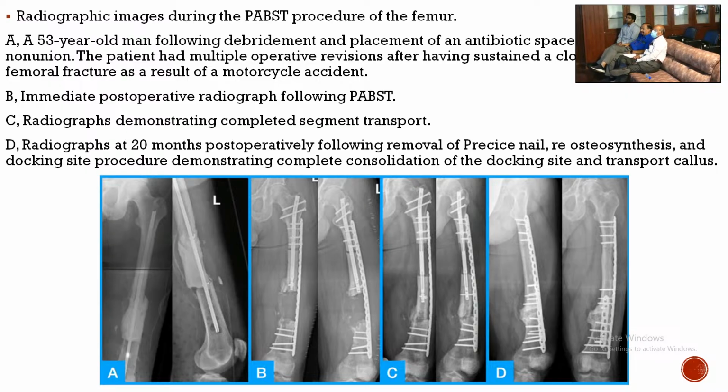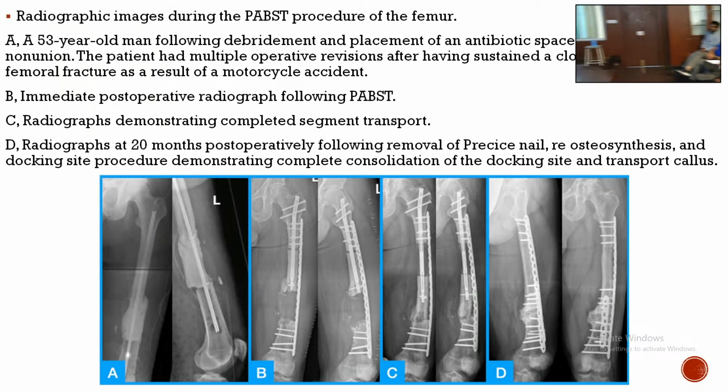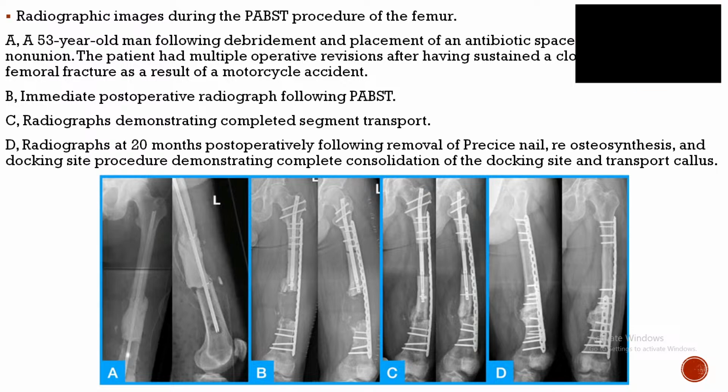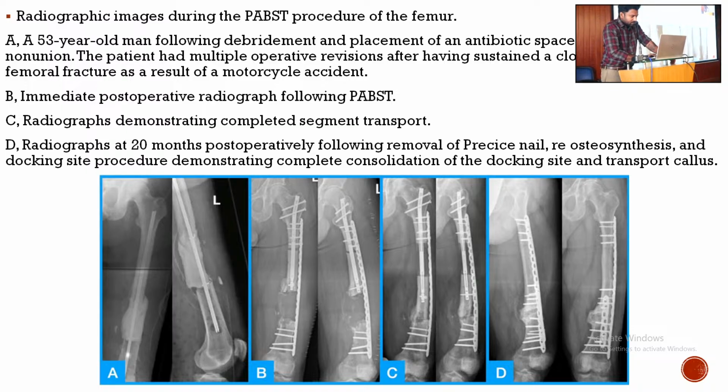These were the immediate post-operative images. This is that septic case, like open injury, infected. Yes, sir. They have done multiple revisions for this case, and later these were the immediate post-operative images. And segment and transport was done in this type C, sir.